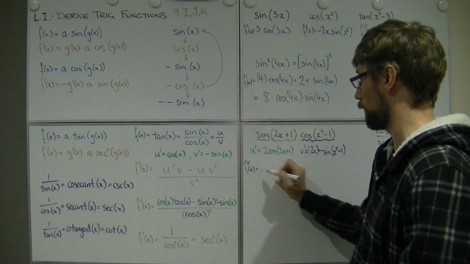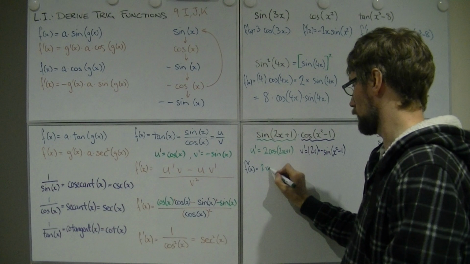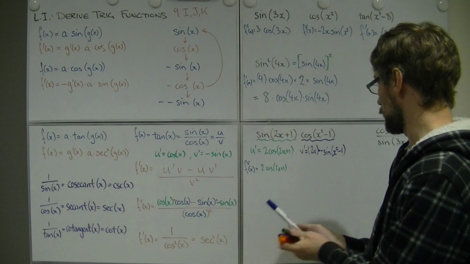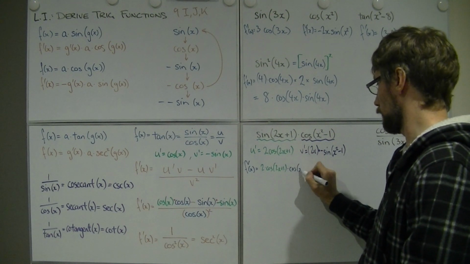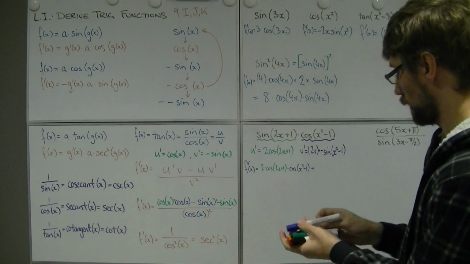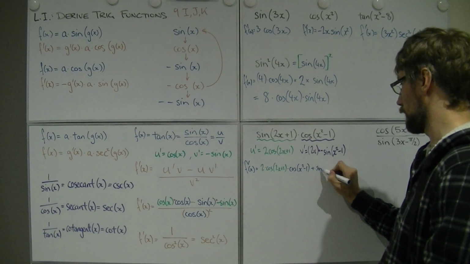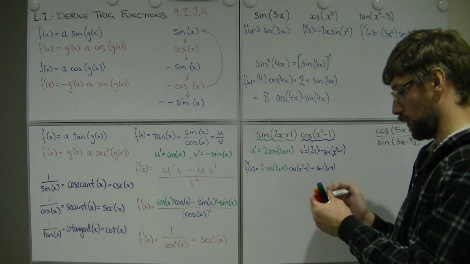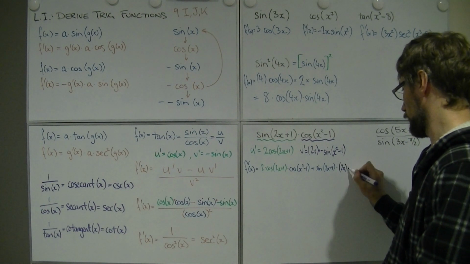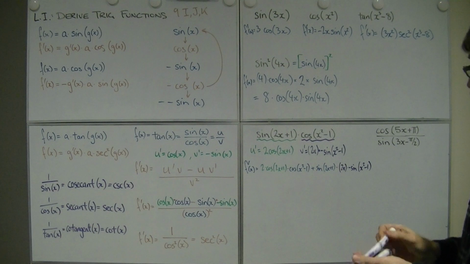F prime, so derivative of the whole thing, u prime, 2 cos of 2x plus 1 multiplied by v, which is cos of x squared minus 1 plus u, which we'll do in blue, because it was part of the original, multiplied by v prime. So we've got 2x multiplied by negative sine of x squared minus 1. Excellent, what a big chunky.